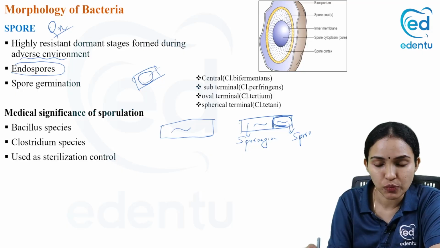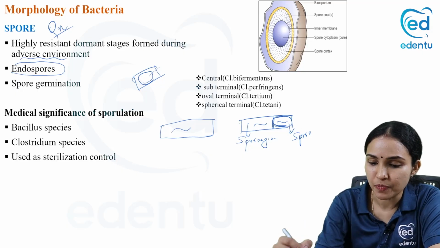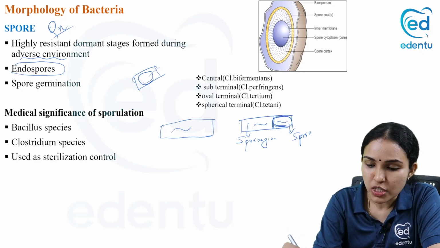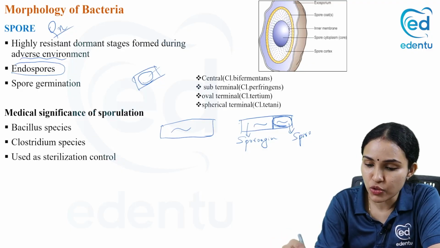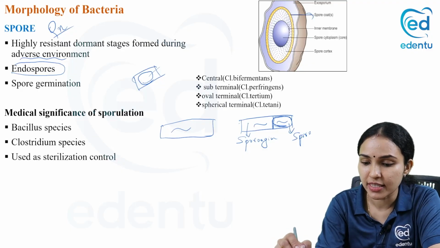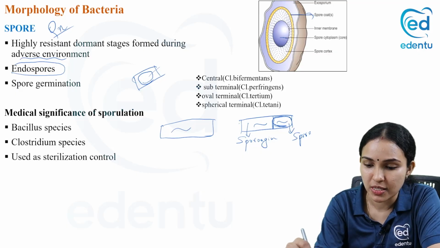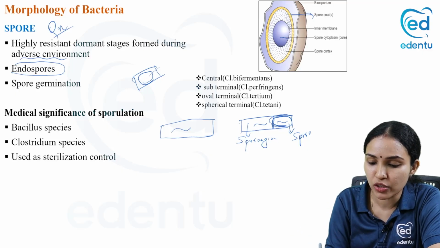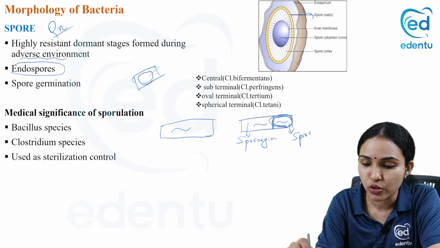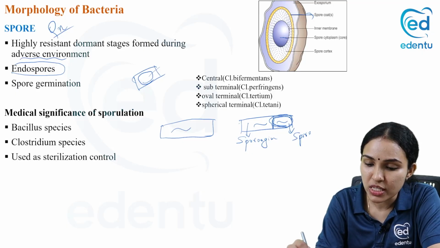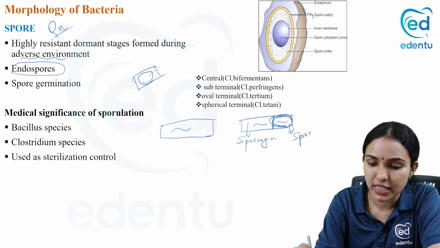And in this region, this septum will form a spore coat. So this yellow thing you can see here, that is called the spore coat. Within this is the spore cytoplasm. The innermost layer is the spore cytoplasm, and the outermost layer, which is this septum, has formed a coat over the spore, that is called the spore coat. And between the spore cytoplasm and the spore coat, there is a layer that is called the spore cortex.